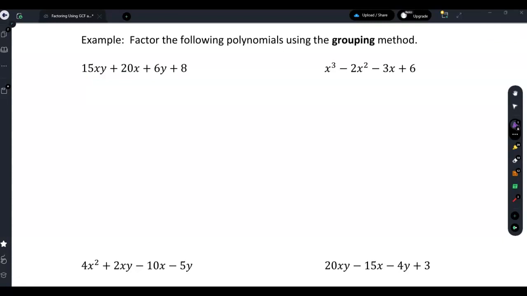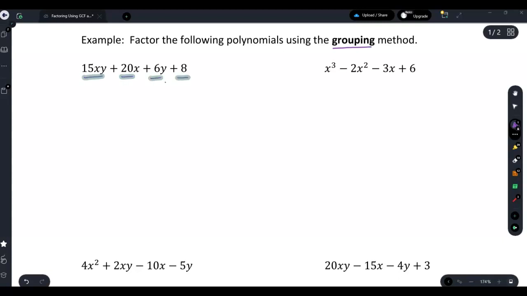So this one says to factor the polynomial using the grouping method. That's the method we're going to go through here. But if your instructions didn't specify a method, if they didn't say to use grouping, then usually you know to use grouping if it's got 4 terms. So check a GCF first, but if it's got 4 terms, usually grouping's the way to go.